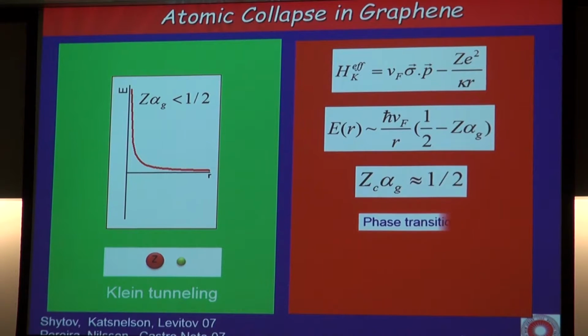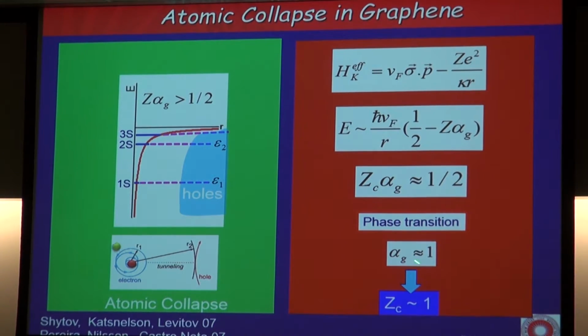And now, when Z alpha is larger than a half, we have a phase transition. The sign of the energy changes from positive to negative. And because alpha is a large number, it happens at the critical charge of basically 1. Okay, you don't have to wait to get to 170. And this is what it is.